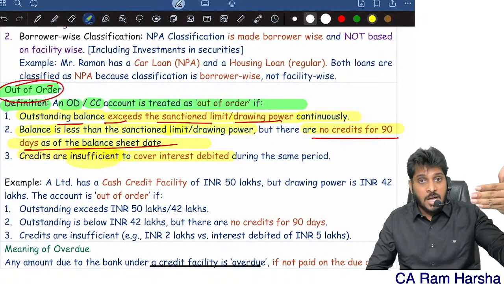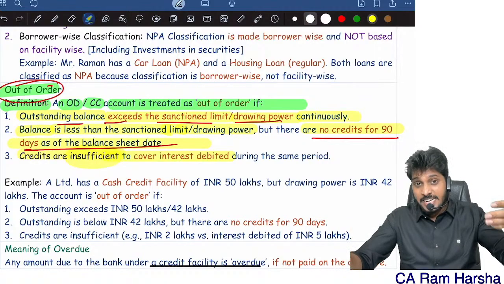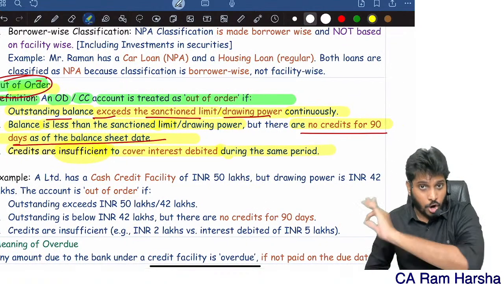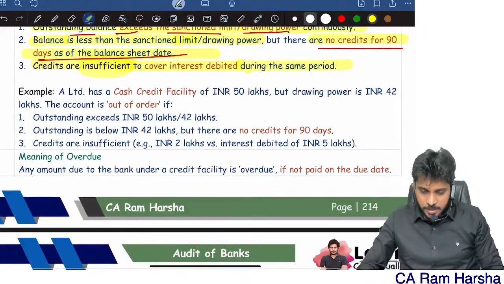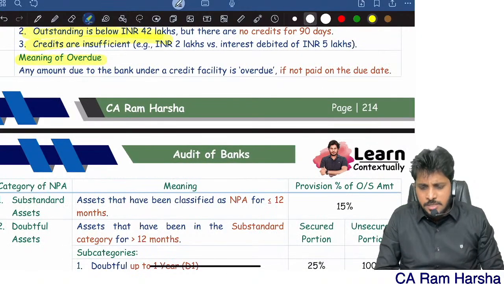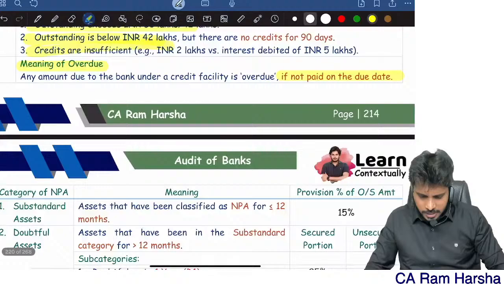We debited interest, the customer repaid, but the interest amount also was not recovered. If for more than 90 days the interest amount is not fully paid, then also that is treated as out of order. Here we have given some examples. So what is overdue? Very simple: if an amount is not paid on the due date, that's an overdue amount. That's it. So that's about out of order.